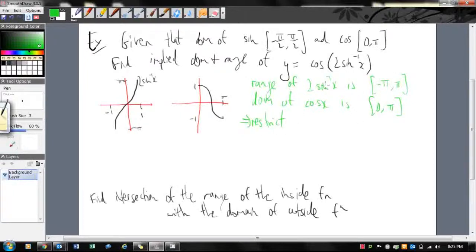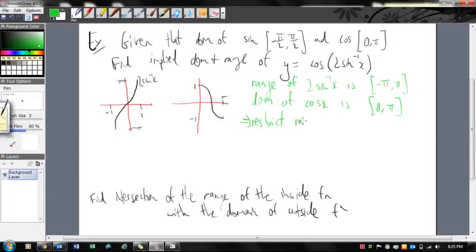You can see here, the range of 2 sine negative 1x is from negative pi to pi. The domain of cos is from 0 to pi. So where do they overlap? What we want to do is restrict both of these things to where they overlap. In other words, to 0 to pi.